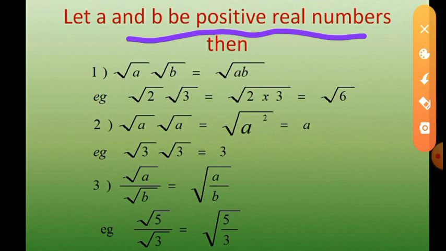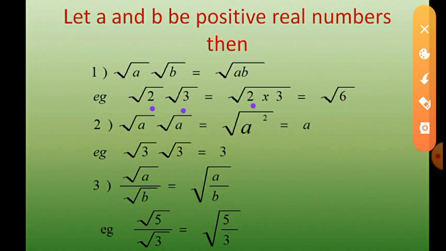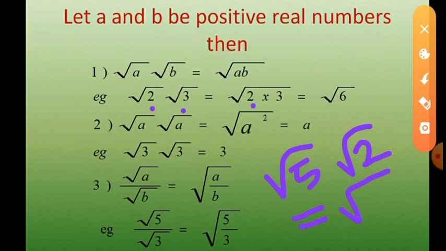Then the first is root A into root B. We can write it as square root of A into B. For example, if it is root 2 into root 3, we can write it as root of 2 into 3, that is equal to root 6. So what will be my root 5 into root 2? Yes, it will be root 5 into 2, that is root 10.